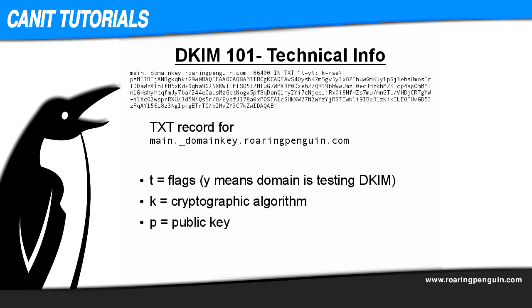The main part is the selector we saw in the earlier signature. Optional information can be included as flags, which are specified in the T tag. The Y flag here means this domain is testing DKIM. The K tag specifies the algorithm used for the public key, and the P tag is the public key itself.